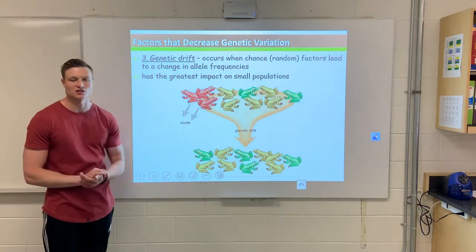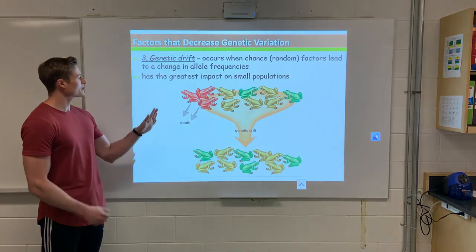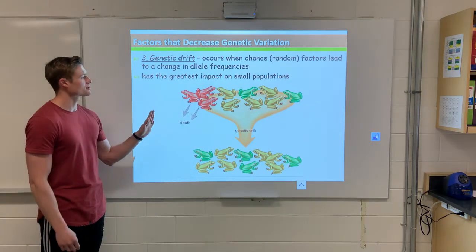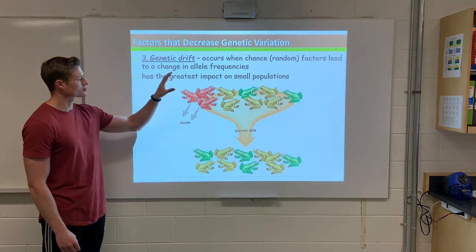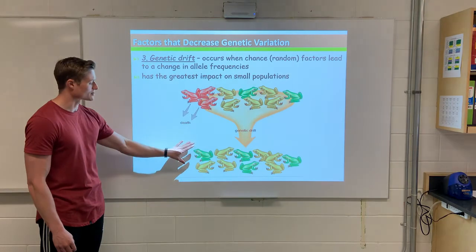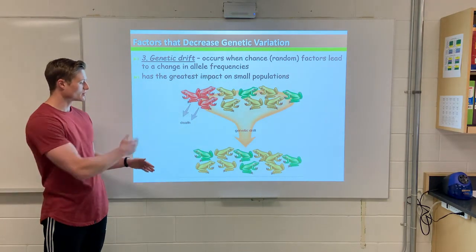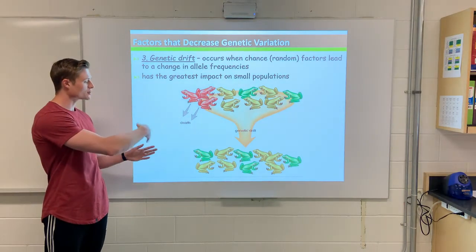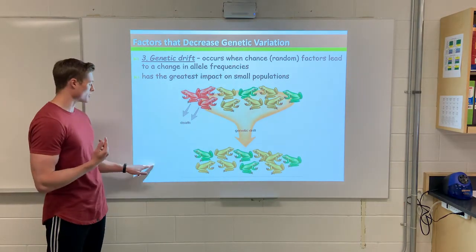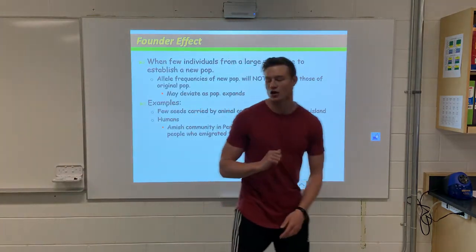Also, genetic drift. Genetic drift will also decrease our genetic variation. It's essentially random changes which lead to a change in the allele frequencies. We have red frogs, green frogs, and yellow frogs. If all the red frogs die out, and here's our new population, look how our allele frequency has changed, right? We have now changed what frogs we can have in that population. And it generally has the greatest impact when the population is small.